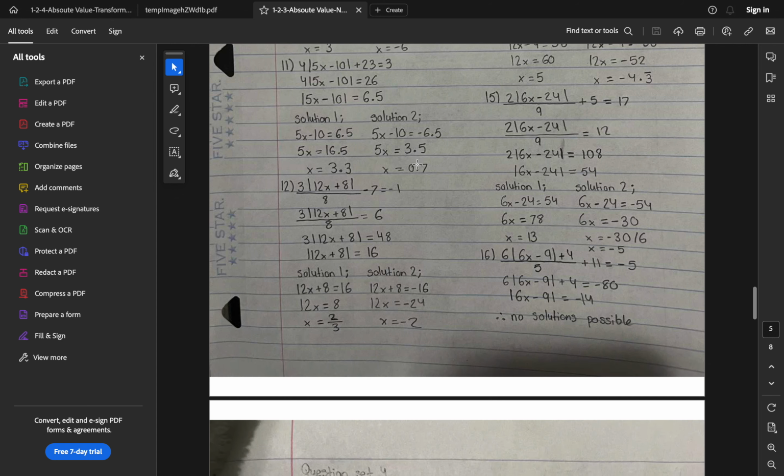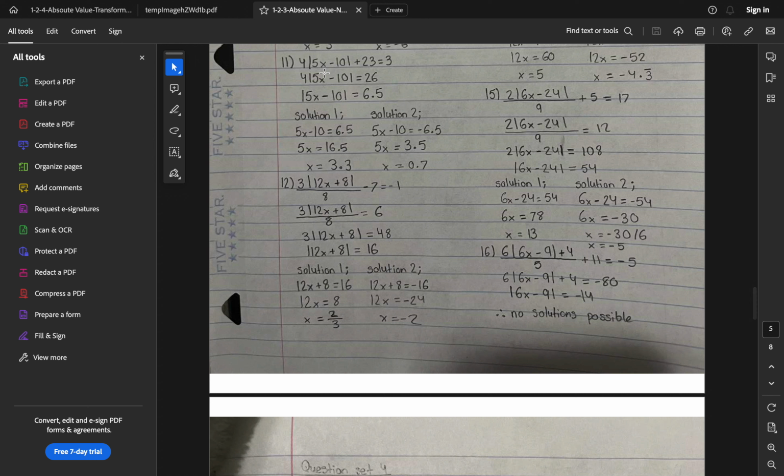Question number 11. We have 4 times the absolute value of 5x minus 10, plus 23. We rearrange so that we only have the numbers in the absolute value brackets. This will give us 4 times the absolute value of 5x minus 10 equals 26. We divide both sides by 4, which gives the absolute value of 5x minus 10 is equivalent to 6.5.